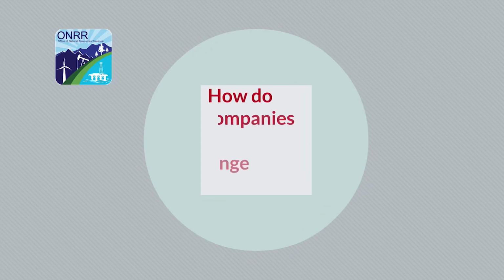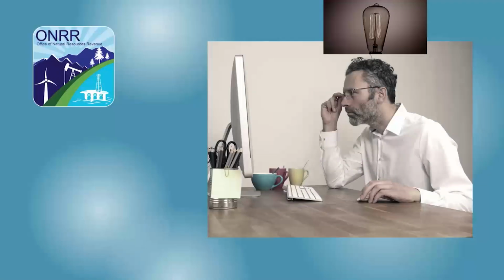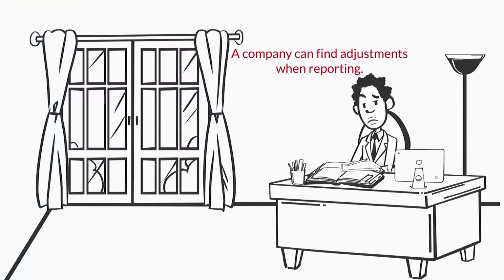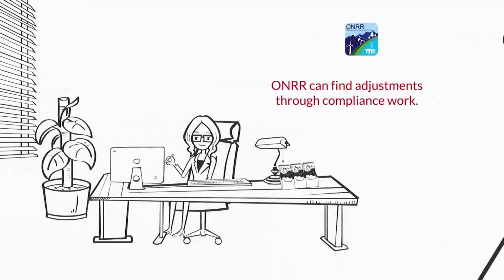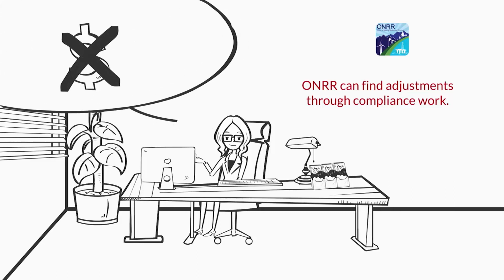How do the companies know they need to change their reports? A company may realize they need to change reports when looking at them during the reporting process. A company can find adjustments when reporting. Honor may also find miscalculations in the company's reporting through its verification and compliance work.